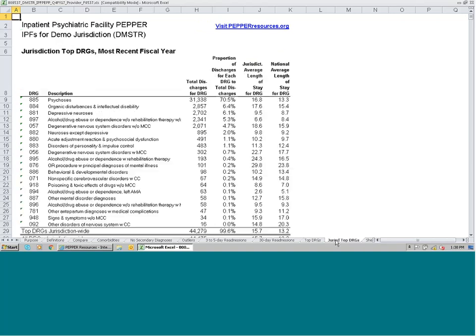And we provide the same type of information at the jurisdiction level. Up here in the heading, you would see your jurisdiction, your MAC jurisdiction's name. And so these statistics would reflect or represent all of the IPFs in that MAC jurisdiction. And it would provide, again, the same type of information, the DRG number and description, total number of discharges, the proportion of discharges, and we include not only the average length of stay for the jurisdiction, but also the national average length of stay.